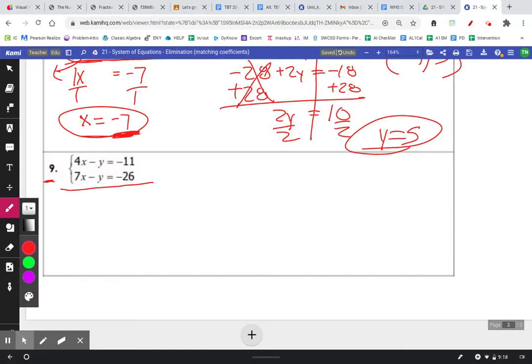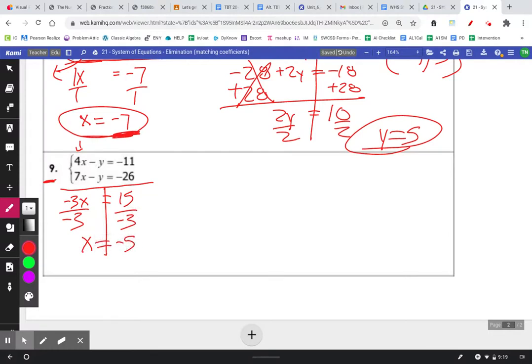So I'm going to start subtracting each row. 4 minus 7 is -3x. -1y minus -1y is nothing. It's 0. And I get -11 minus -26, which would be 15. I'm a step away here. I need to divide this by -3. Divide by -3. I get that x equals -5.